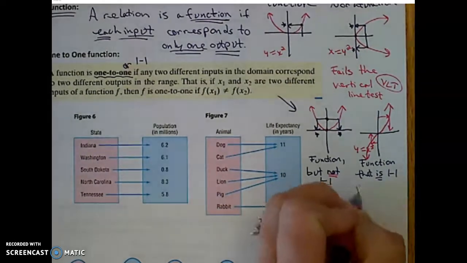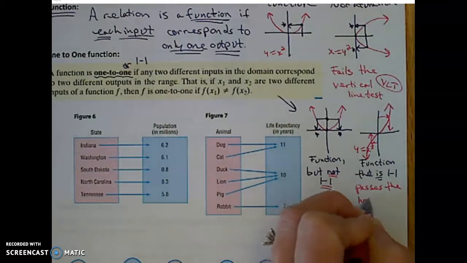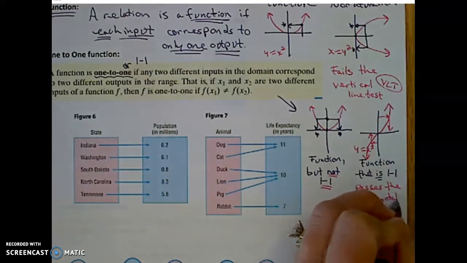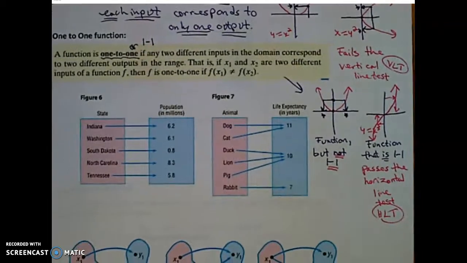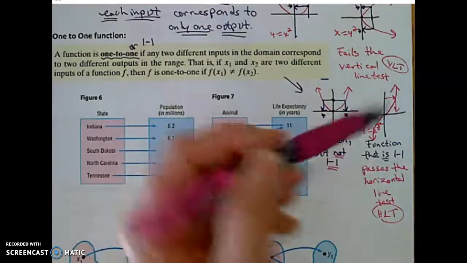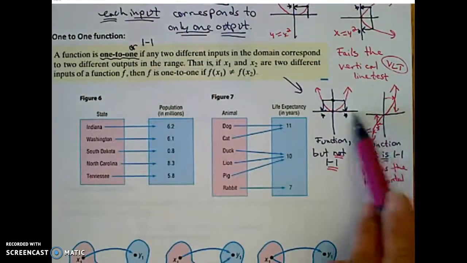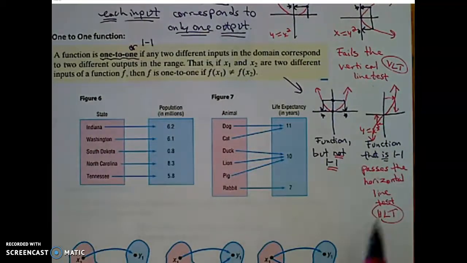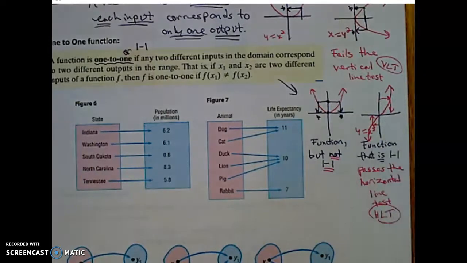And we had a test for that. Notice that this function passes the horizontal line test. So we have a test for something to be a function if it passes the vertical line test. In order for it to be a one-to-one function, it has to pass both the vertical line test to be a function and the horizontal line test to be a one-to-one function. That test means if you draw any horizontal line, it only passes that function at a single point.